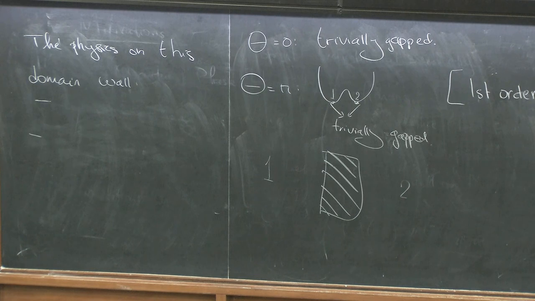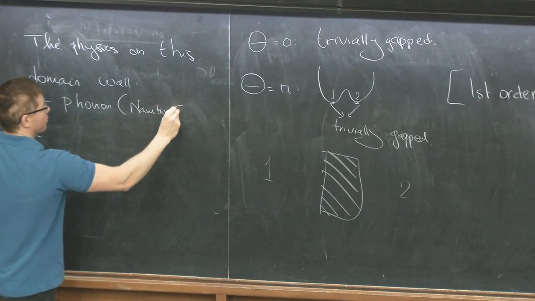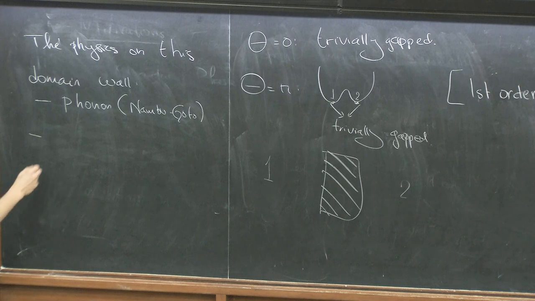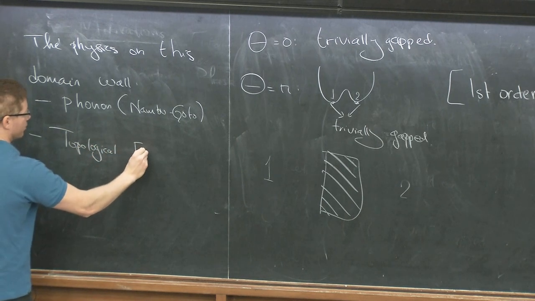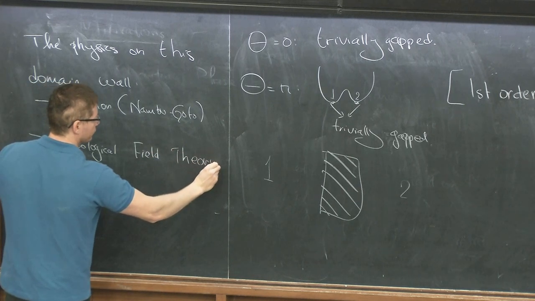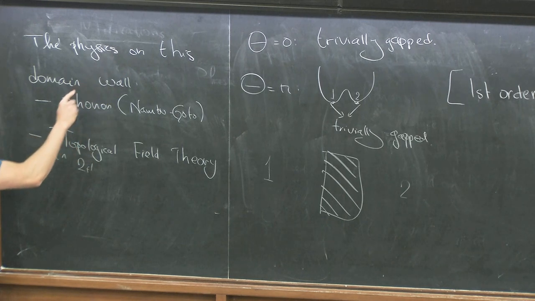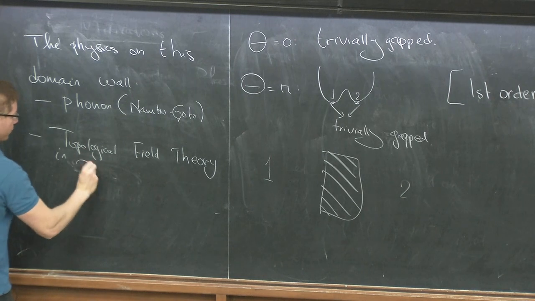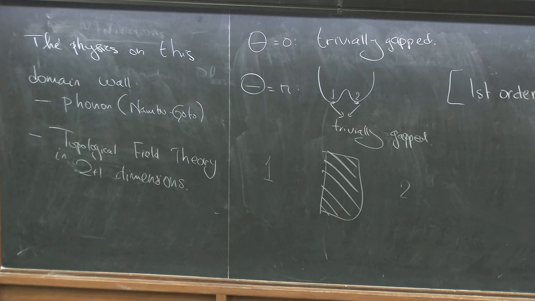has two components. The first component is what we just discussed. This is the phonon, which is described by the Nambu-Goto action. The second component is much more surprising, and it cannot be understood from symmetry breaking alone. It's more exotic. It turns out that there is a topological field theory. And this is much more mysterious in 2+1 dimensions, because the layer is 2+1 dimensional. So now I'll tell you what this topological field theory physically means, and then we'll start discussing something more concrete.